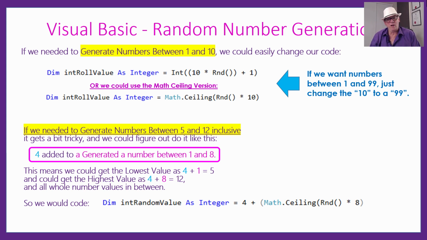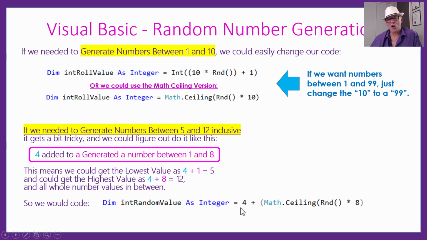Okay, now here it gets a bit tricky, but next we're going to show you a simpler way after this, all right? But if you were just thinking about this yourself, based on the information we've already got, you have to think of 5 to 12 as being 4 added to some random number between 1 and 8. So if you had the number 4 plus 1, you'll get the lower value that we want, 5. And if you had the max generated number between 1 and 8, and that includes the 8, well, 4 plus 8 will give you the top end value here of 12, okay?